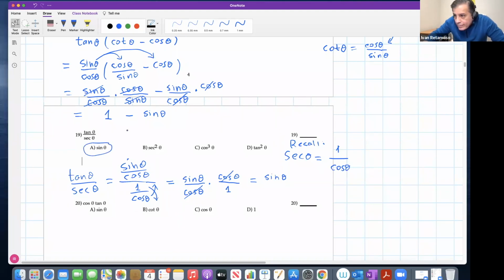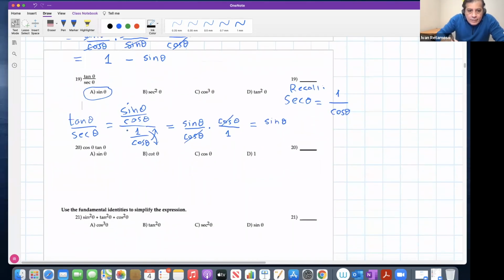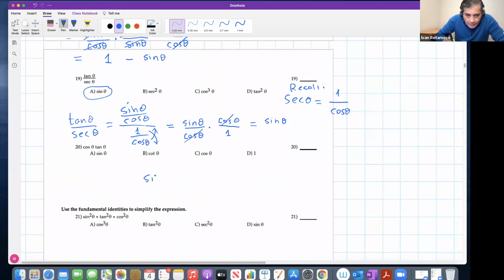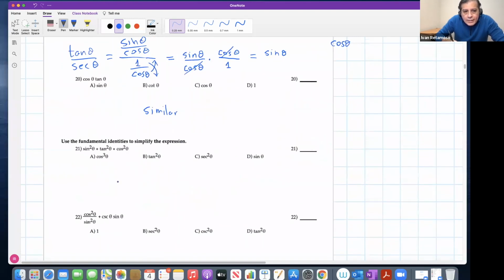Very good, guys. That was 19. This one I will leave for you to do at home, similar. Just express tangent as sine over cosine, do the cancellation, and you should get the answer. Number 21 deals with using what are called the Pythagorean identities.